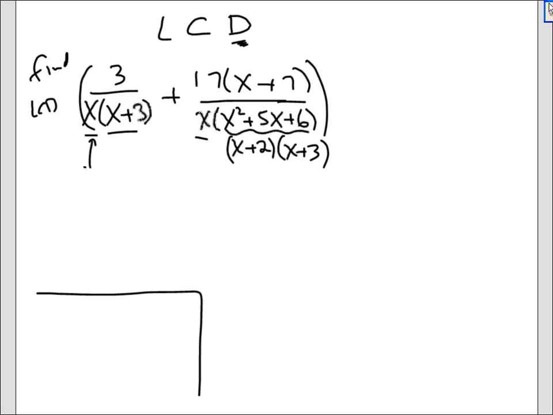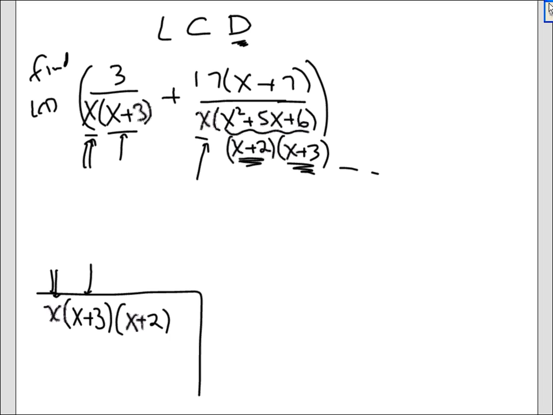So, did I write down x yet? No. Write it down. Did I write down x plus 3 yet? No, I did not. Write it down. Times. Did I write down x yet? Yes, I did. There it is. Did I write down x plus 2 yet? No, I did not. Did I write down x plus 3 yet? Yes, I did. There it is. And there's no more factors. So here is your LCD. That's it. That's the LCD.